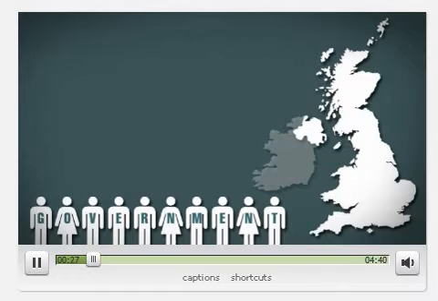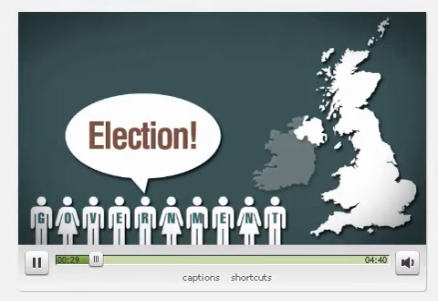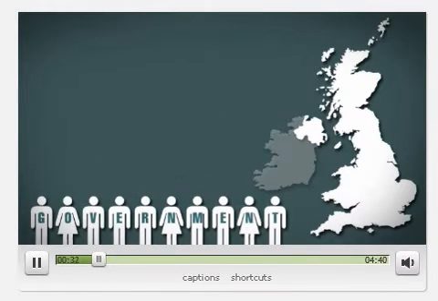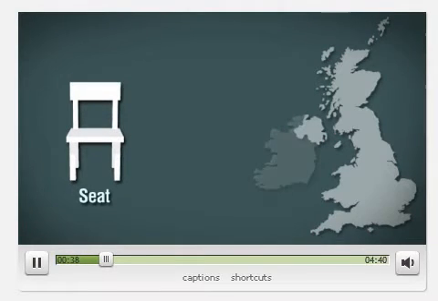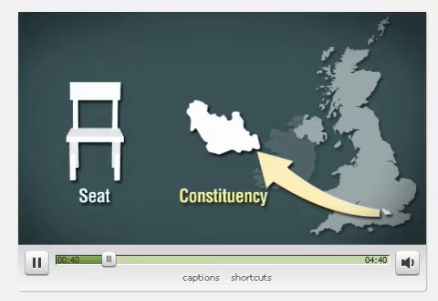Roughly every 5 years, the government has to call a general election. To win the general election and gain power, a party needs to win an overall majority of seats in the House of Commons. Each seat represents a voting area of the UK, called a constituency.